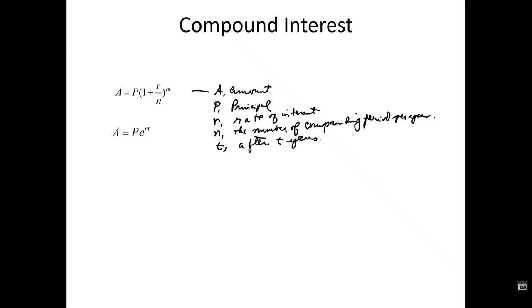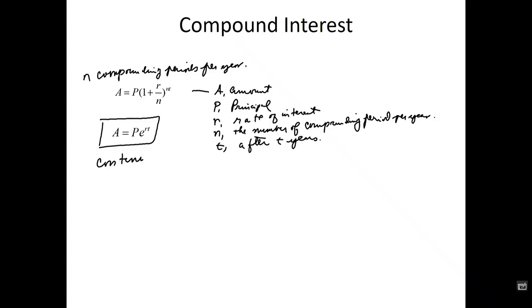So the first formula is for N compounding periods per year. And in the next one, still the same formula, but this time we are compounding what is called continuously. Continuous compounding. And notice in this formula, we're using the base, the natural base e. So the amount in the account is A is equal to P times e to the RT.